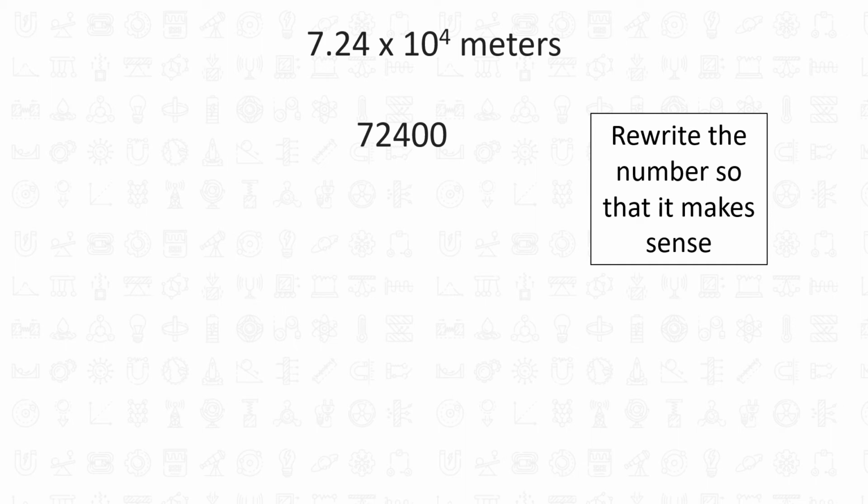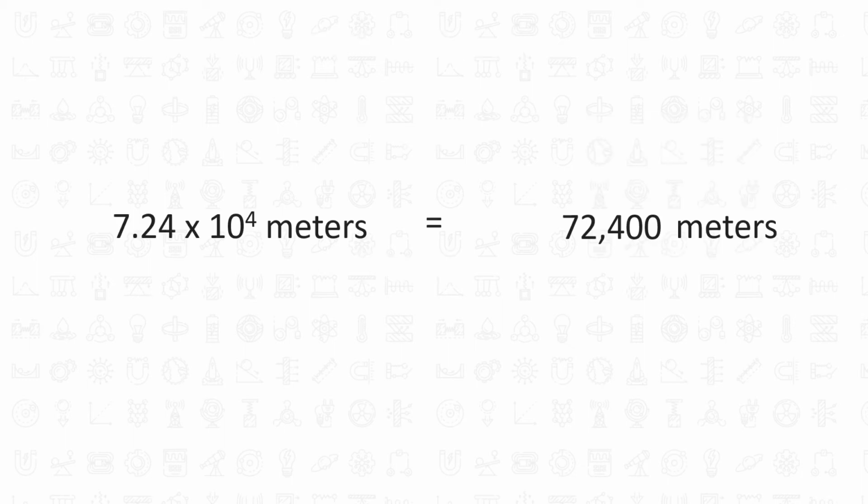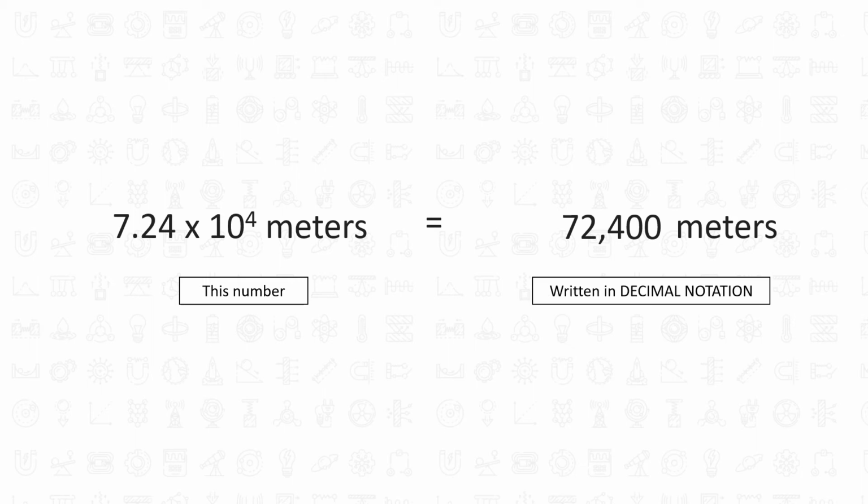Our new decimal point is on the right side of that, and we always want to add commas to show this. So we actually go from the right. We're going to count 3 spaces back, and that's where we put our comma. Okay, so 72,400. That is our answer. So 7.24 times 10 to the 4th meters is equal to 72,400 meters. So we've taken a scientific notation number and turned it into a decimal notation. So there you go.